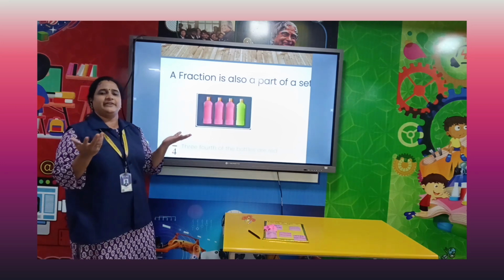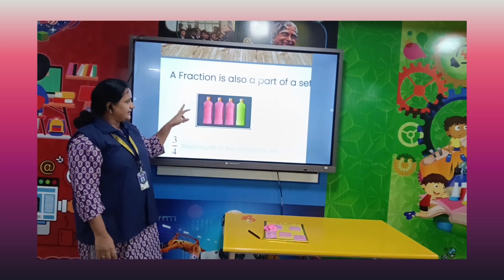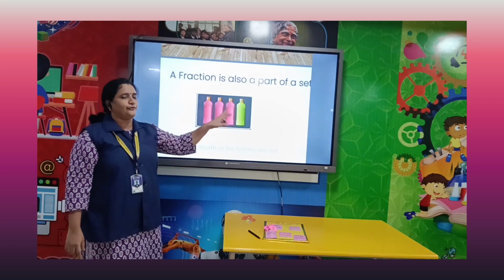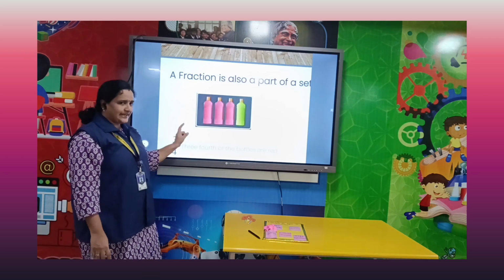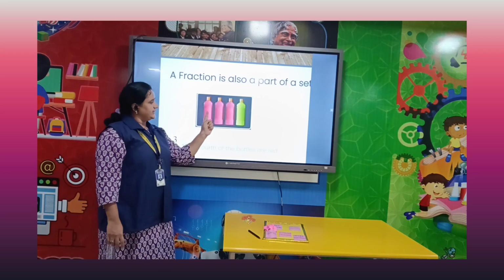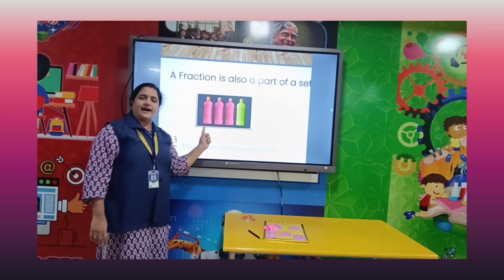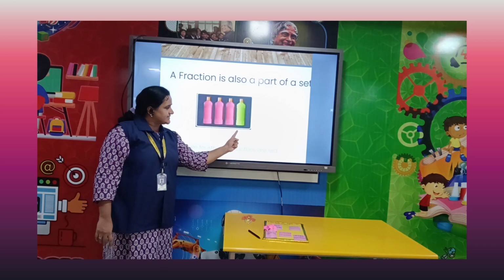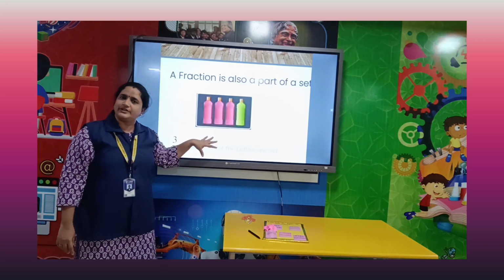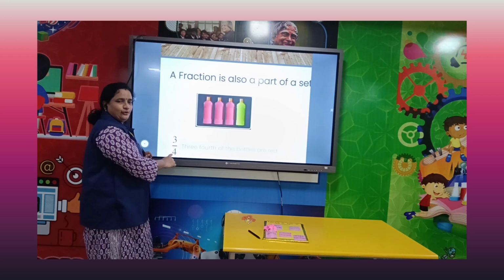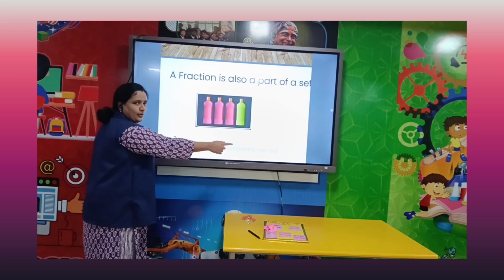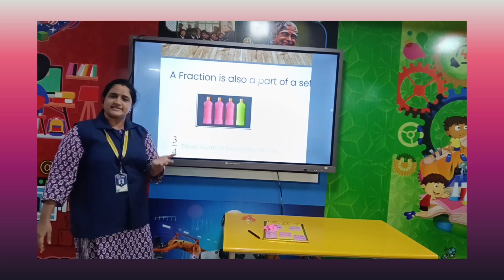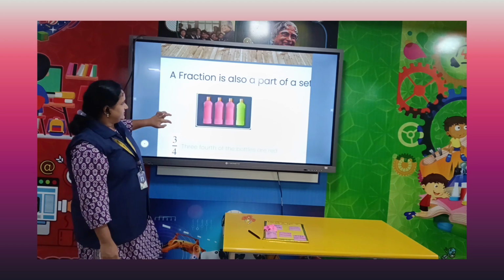In this way we denote fractions. Here 1, 2, 3, 4 bottles are there. In those 4 bottles, 3 are red and 1 is green. So how will you denote it as a fraction? 3 by 4, that is, 3/4 of the bottles are red. Do you all understand, children? Yes, good.